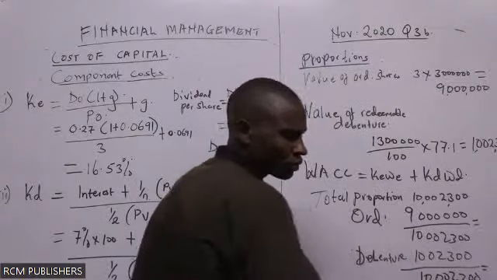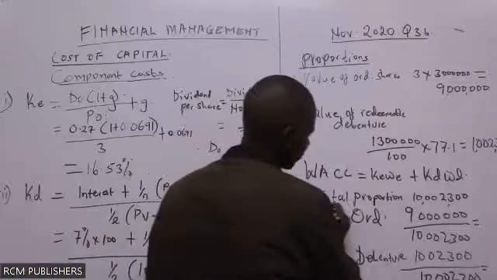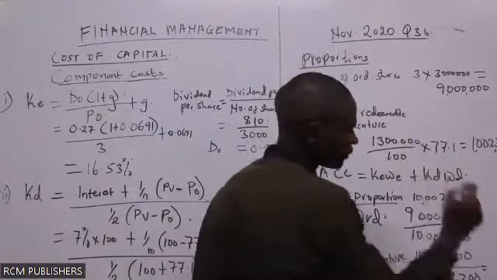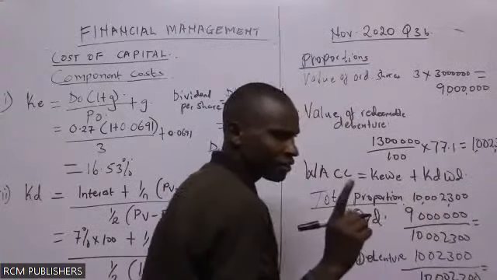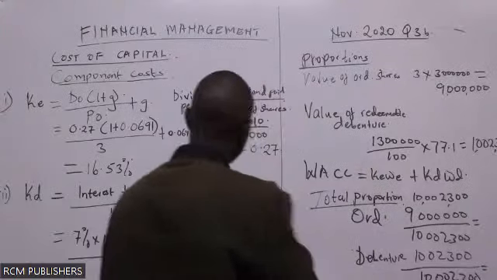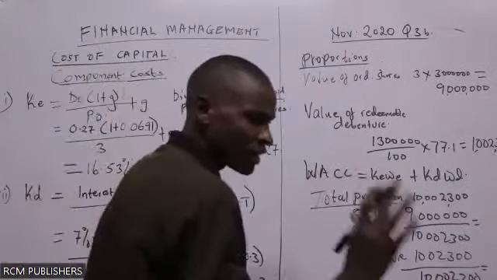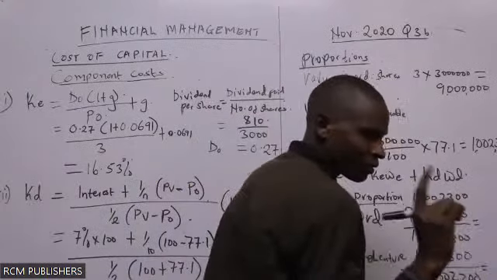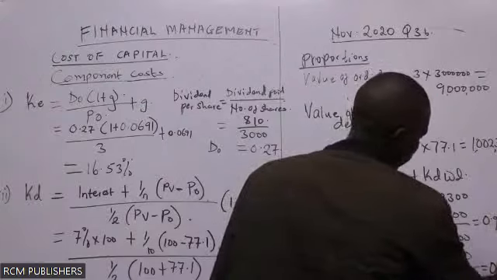Don't put it in that order. Remember this proportion is the ordinary share. Put it, not cost. That is not KE. We already have KE and KD. That is different. Those are weights. Yes, weight. Note that 0.9 and 0.1.